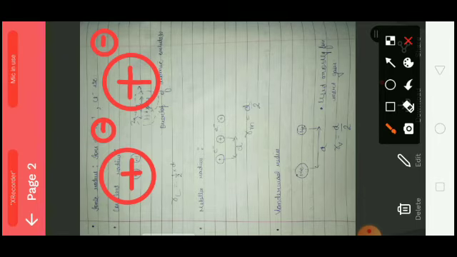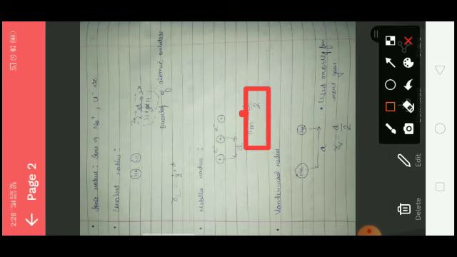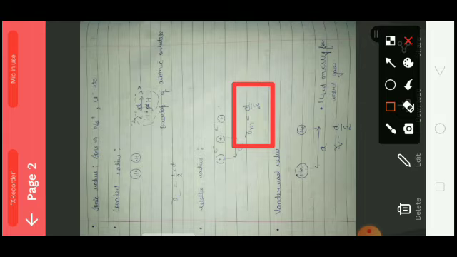Hence the distance between these two positive ions of any metal is known as the metallic radius. Hence the radius of metal will be large, greater than non-metal. You can obtain the formula from here. Rm is equal to d by 2, half into d, as we have seen here, that d by 2.